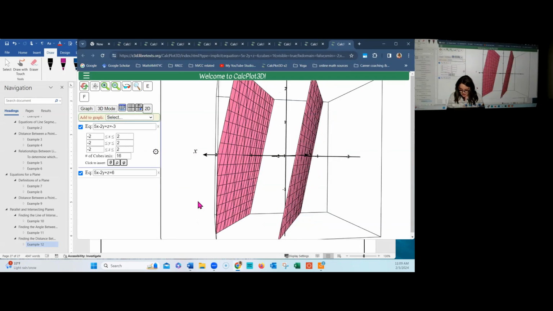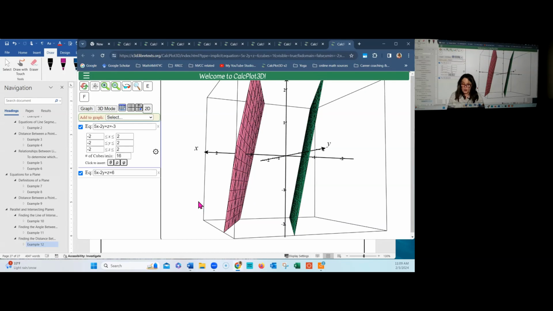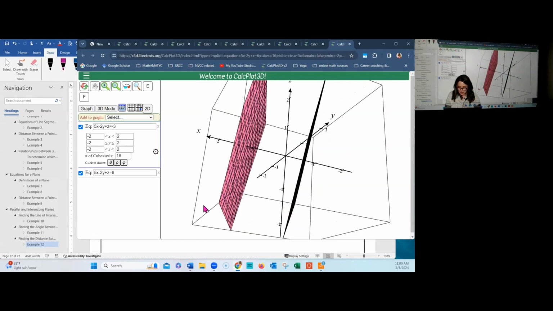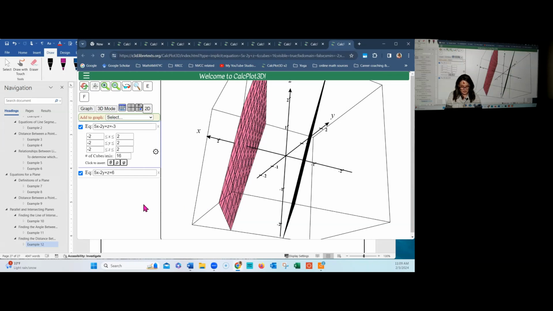All right, so we can see that we have two parallel planes. Now, keep in mind that the reason why they're not showing up as exactly parallel is because CalcPlot 3D graphs the images in such a way that they always look three-dimensional, all right? So they're looking three-dimensional, but they are in fact parallel, all right? So you've got these two parallel planes and we're finding the distance between the two, right?